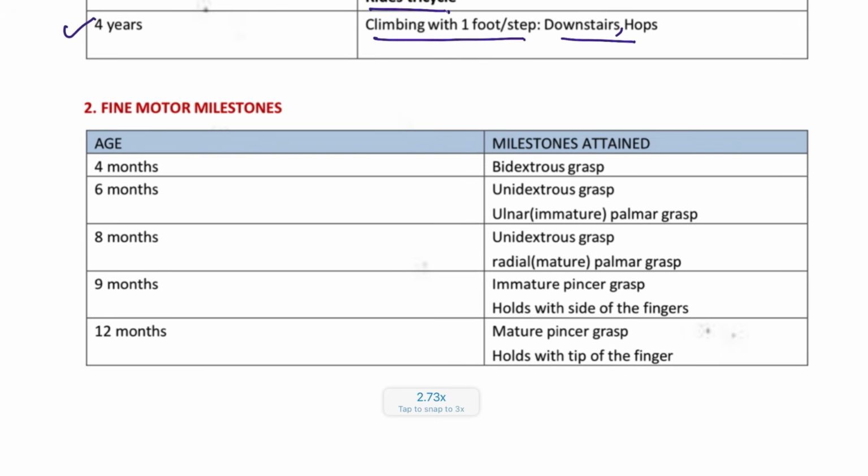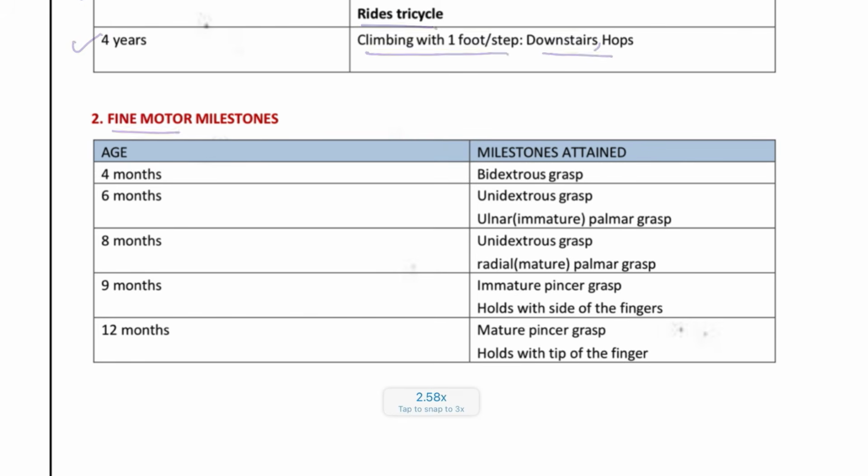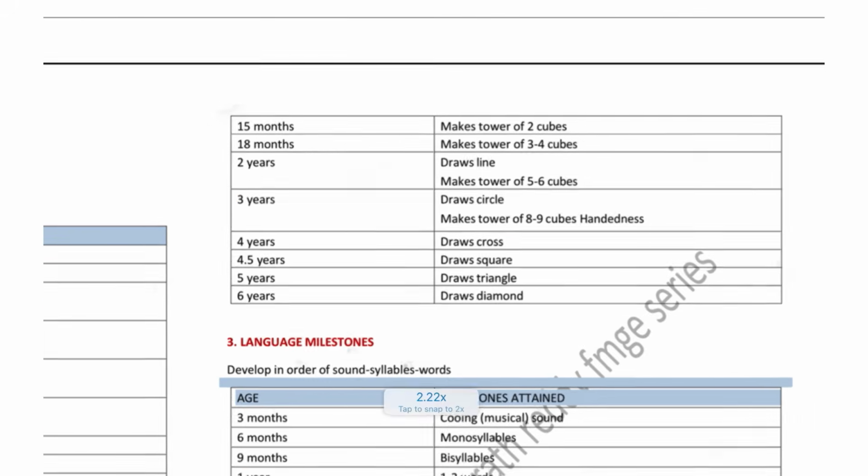Next, fine motor. Fine motor is the use of the hands in particular postures. At 4 months we are going to see the bidextrous grasp. At 6 months, unidextrous grasp. At 8 months, there is a palmar grasp, which is known as radial and mature type. At 9 months, immature pincer grasp, and at 12 months, mature pincer grasp we are going to see.